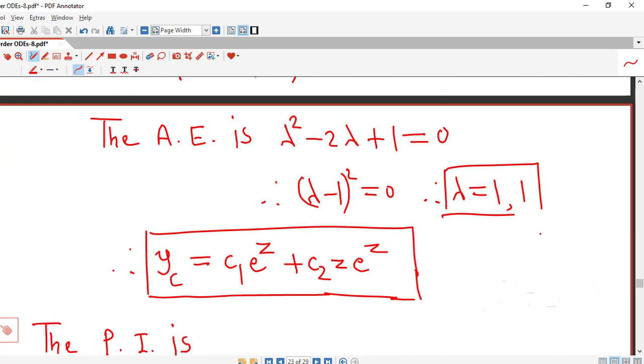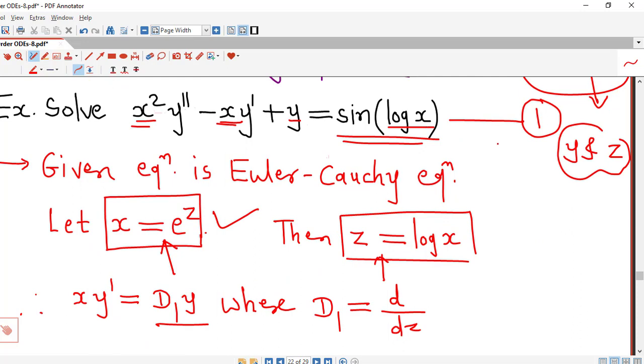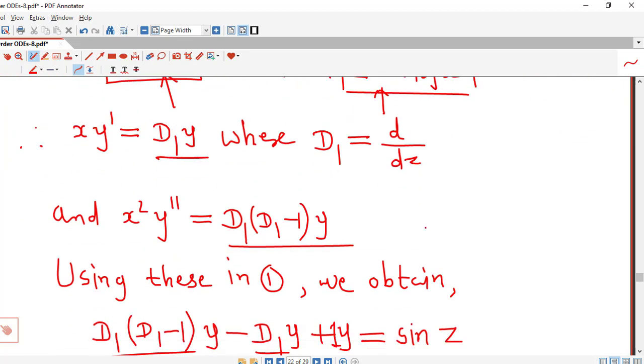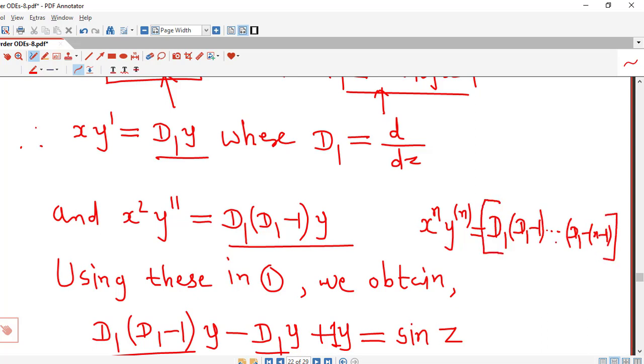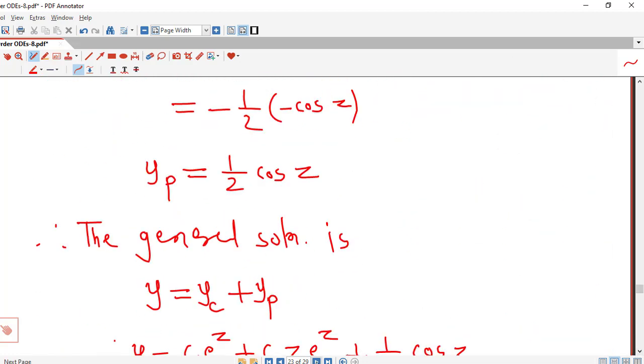In this way, if our equation is an Euler-Cauchy equation, we can easily solve it by converting it into a differential equation with constant coefficients. We just have to remember the substitution x equal to e raised to z, and in general x raised to n into y^(n) is replaced by D1 into (D1 minus 1) and so on, up to (D1 minus n plus 1) times y, where n is a positive integer or natural number. So this is one example on the Euler-Cauchy equation. We can discuss one more problem in this lecture.